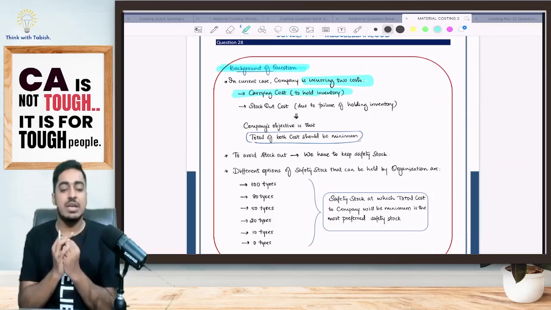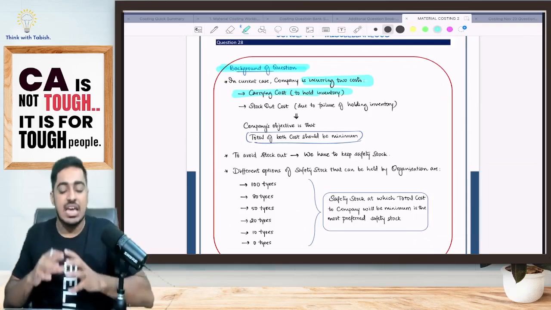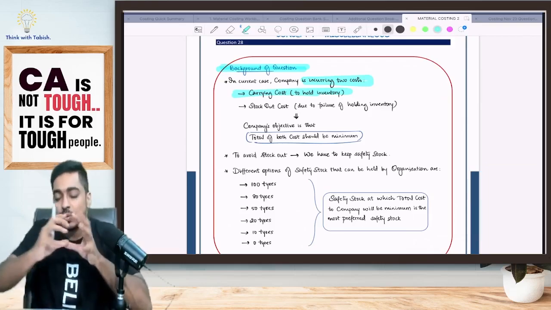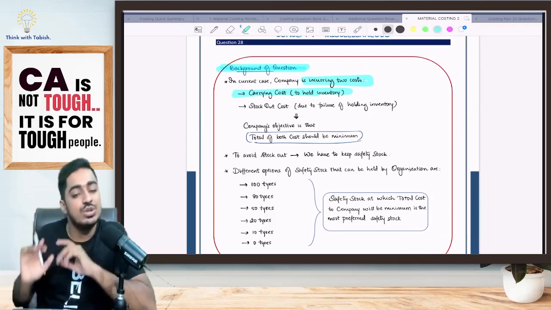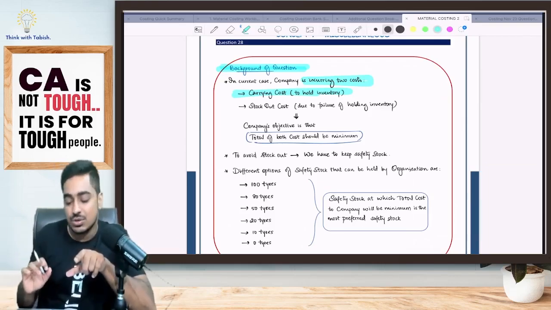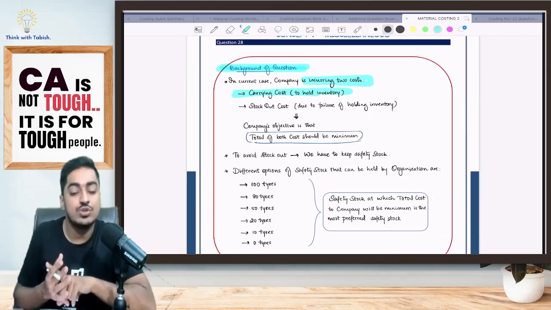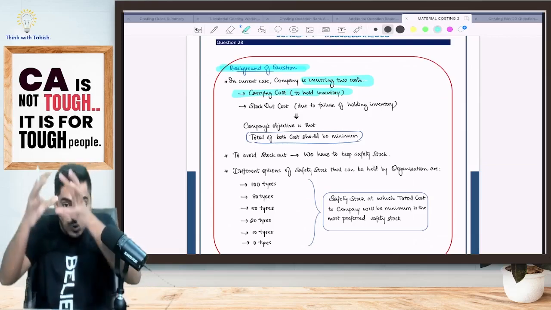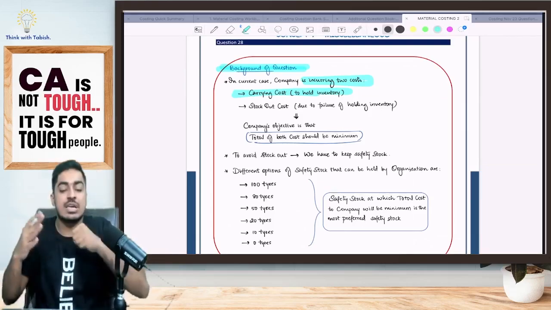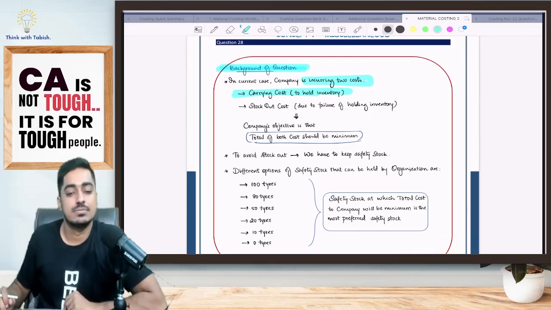If I am holding my inventory, suppose I want to hold 50 units with me throughout the year. To hold those units, I have to purchase them. Yes or no? So purchase cost I'll have to pay. I'll have to hold, I want funds for that. Interest is there, insurance is there, storage is there, obsolescence is there. To hold my goods, I have to incur a carrying cost.